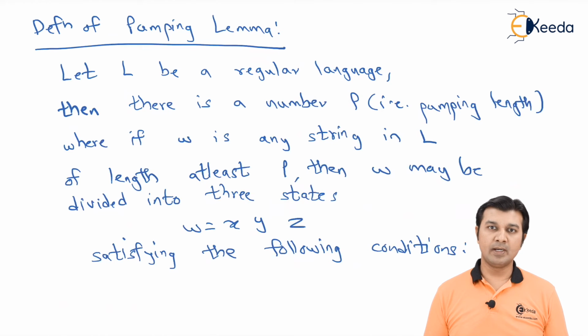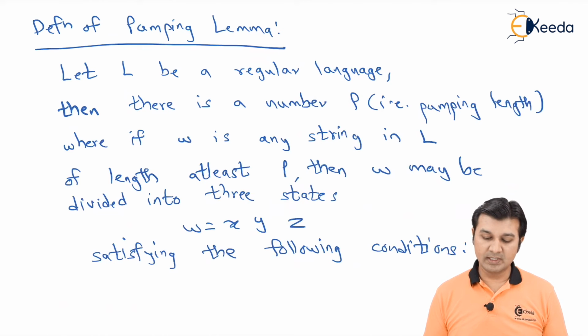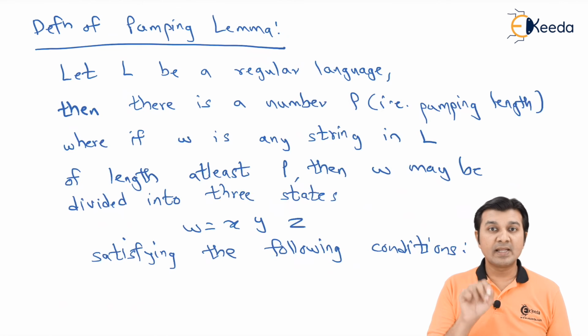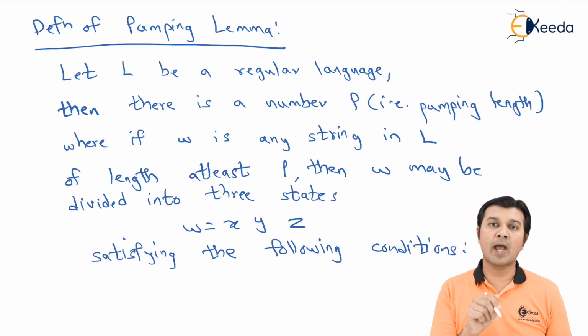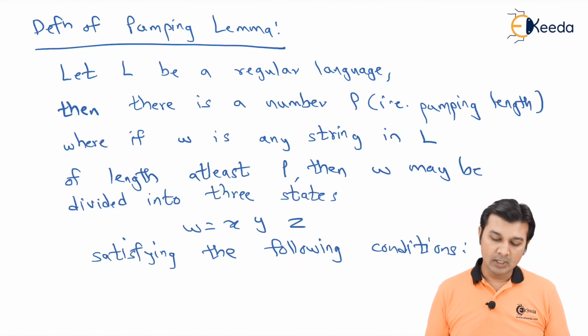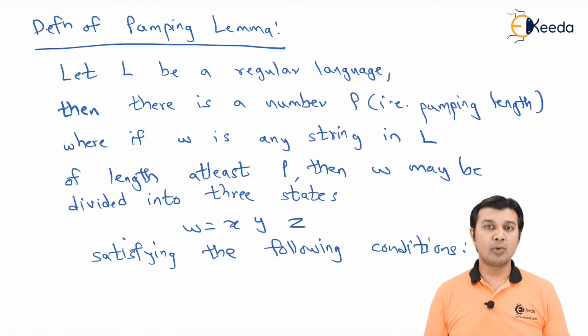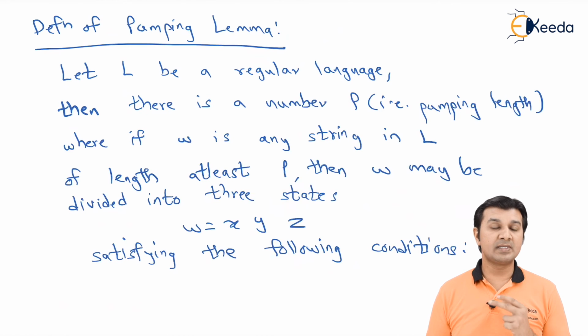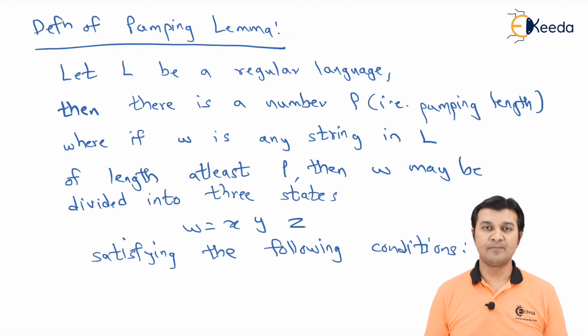Now, how do you define a pumping lemma? I say let L be a regular language, then there is going to be a number called as P, which is called as pumping length. Now, pumping length is going to be the cycle which we discussed over Q4 and Q0. So I'm going to keep on pumping more number of inputs in that particular state. So let L be a regular language, then there is a number P, that is pumping length, where if W is any string in that particular language of length at least equal to the pumping length, then W can be divided into 3 parts. W is equal to X, Y, Z, and these 3 parts have to compulsorily satisfy the below 3 conditions. What are the conditions?